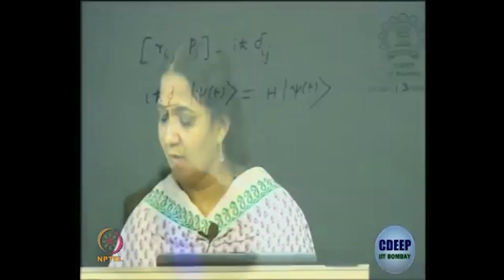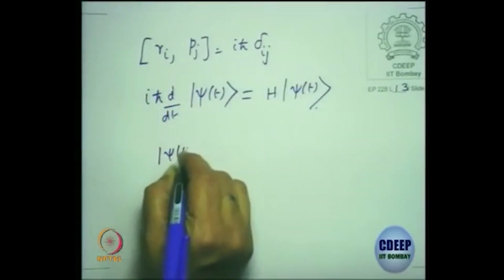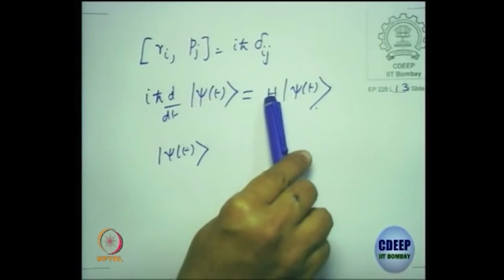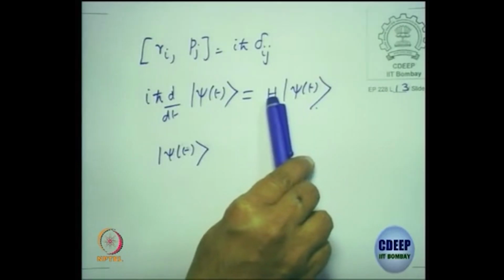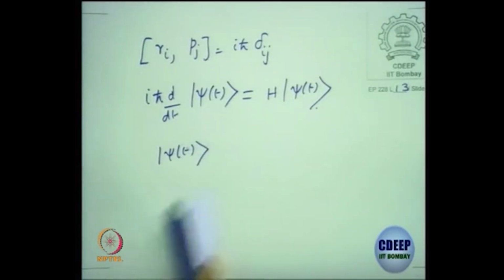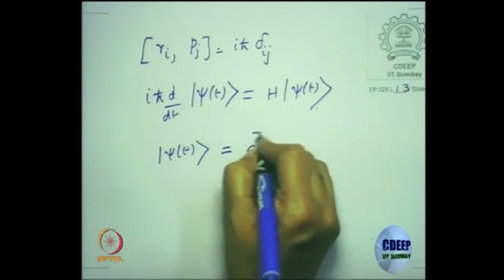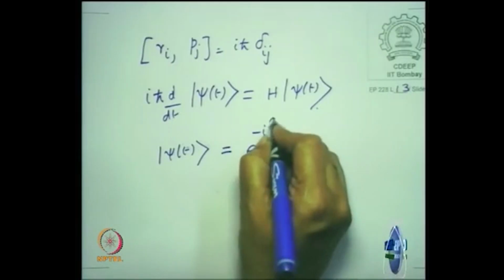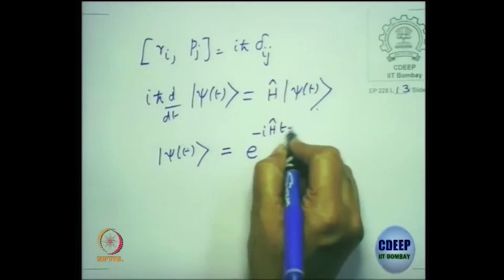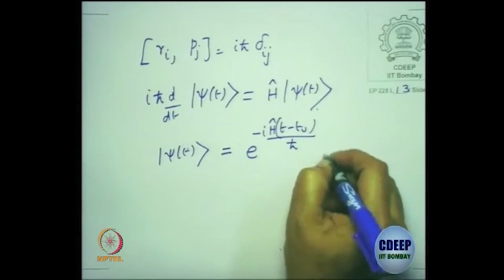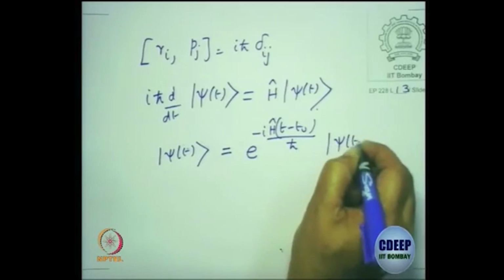And then we tried to find psi of t for time independent potential energy. If this becomes a time dependent Hamiltonian, then you can't do this. Because this H is independent of time, you can rewrite this as e to the power minus i H operator (t minus t naught) over h-cross acting on psi of t naught.